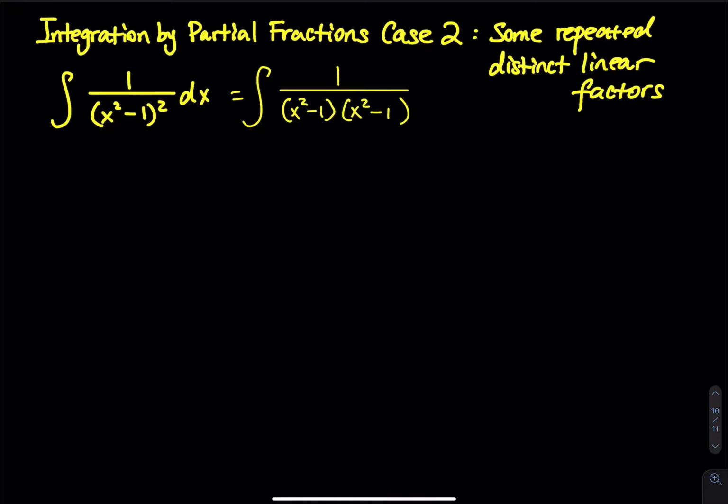The given integral belongs to integration by partial fractions case 2, some repeated distinct linear factors. The first question that you will ask me is, hey, x squared minus 1 is not linear. It is repeated, but it is not linear. So how do we get the linear factors? Take a look one more time. X squared minus 1 can be factored into two distinct linear factors.